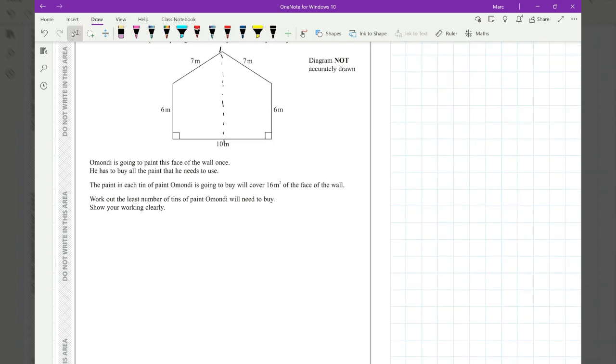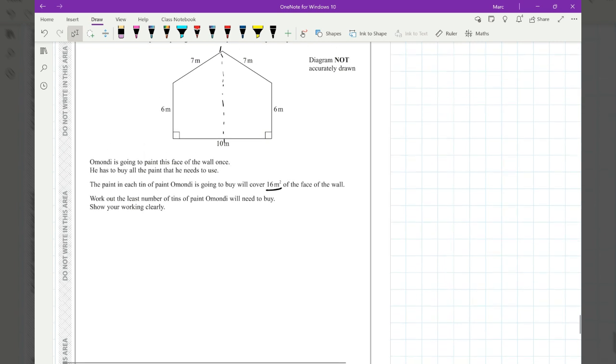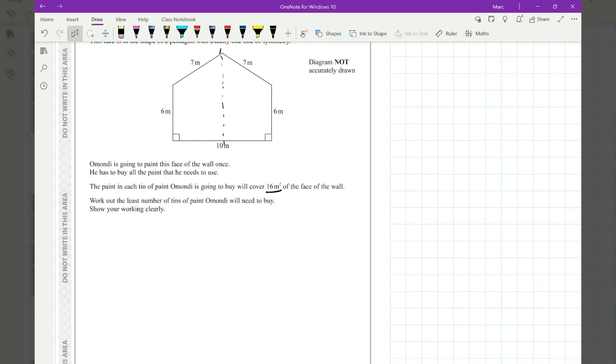Amondi is going to paint this face of the wall once. He has to buy all the paint that he needs to use. The paint in each tin of paint Amondi is going to buy will cover 16 meters squared. Work out the least number of tins of paint. So let's work out the area, and then we need to see how many tins of paint we need.